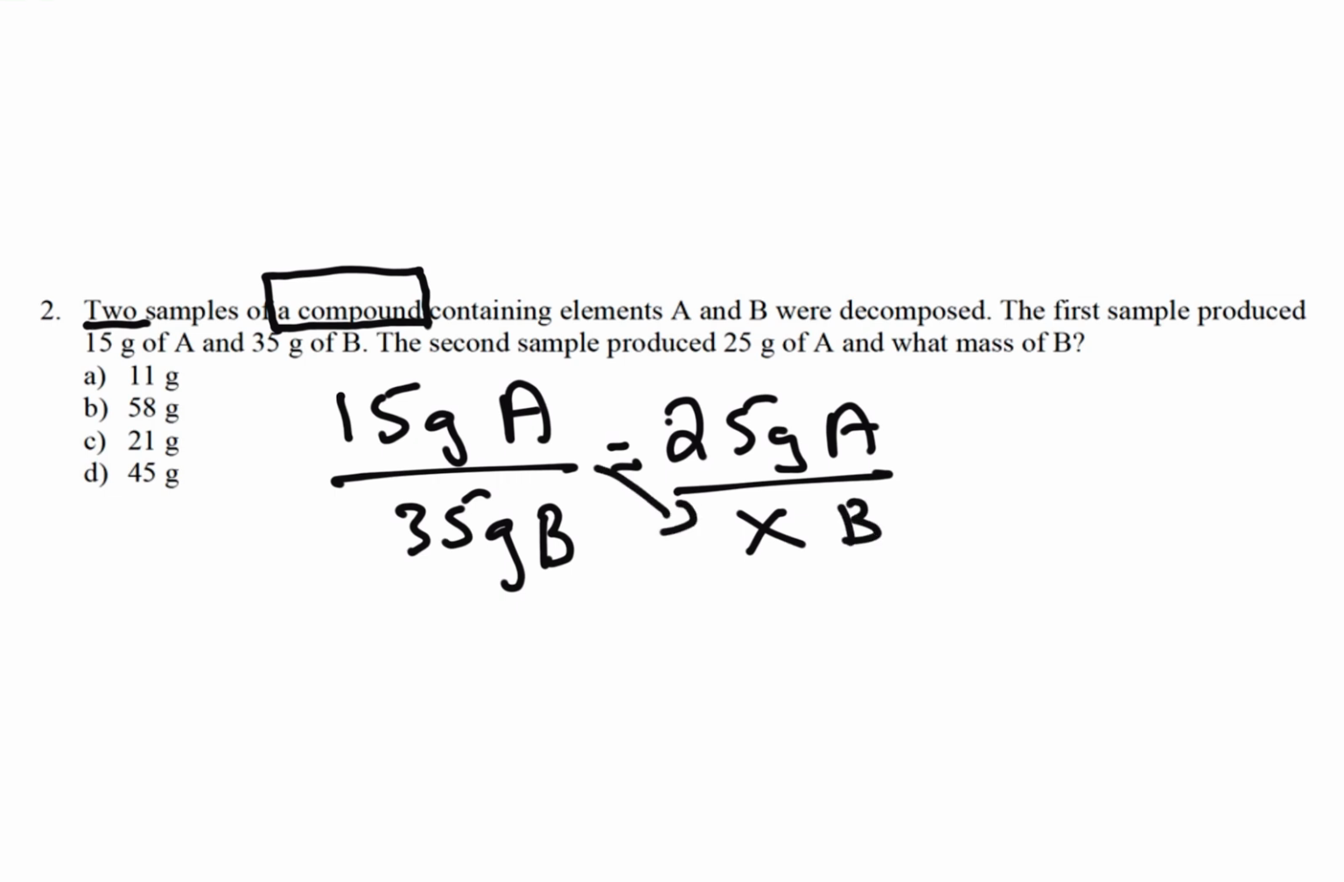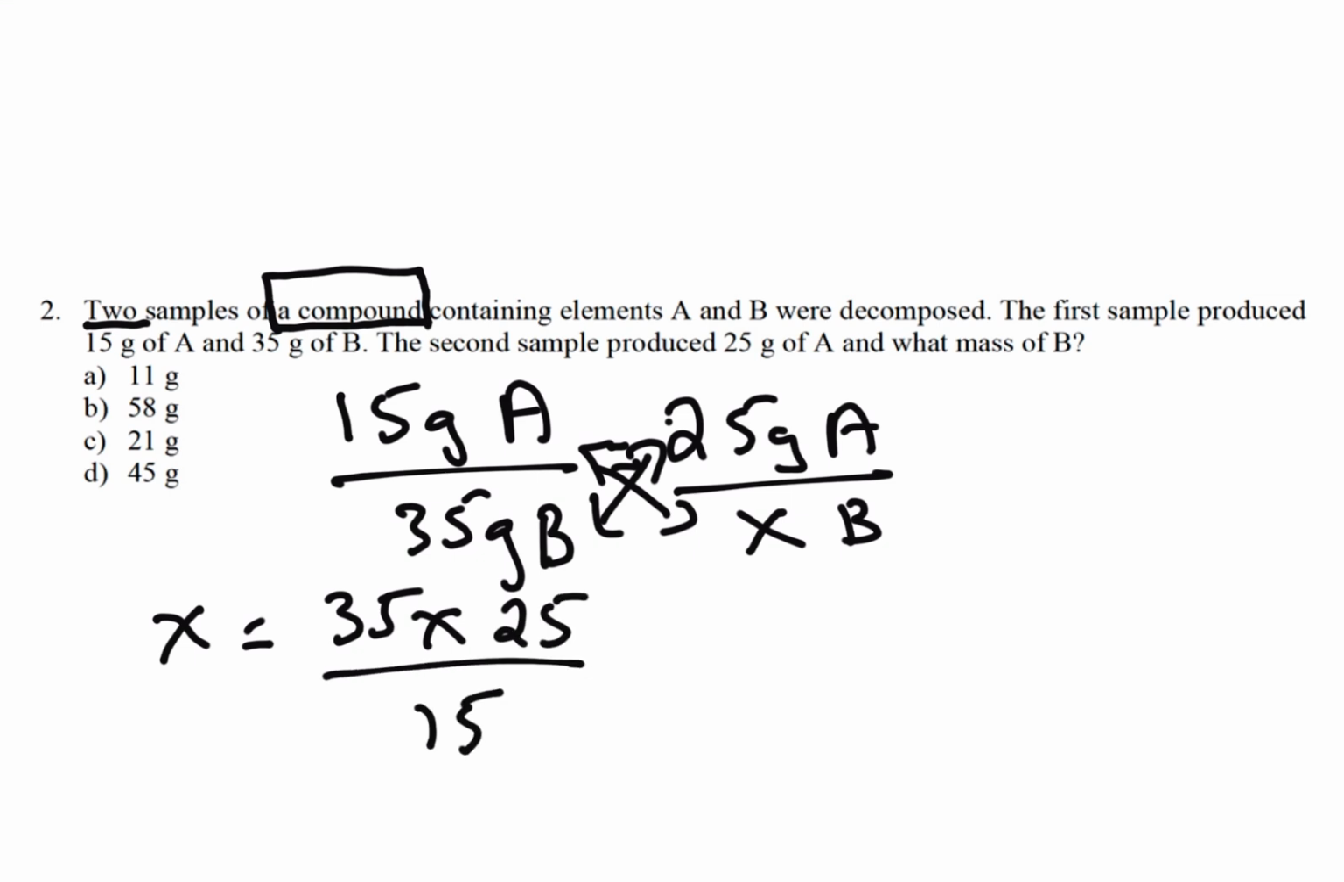So what you will do is cross multiply. So X is equal to 35 times 25 divided by 15. The answer you get is 58.3, and you will choose this option. So this is the law of definite proportions.